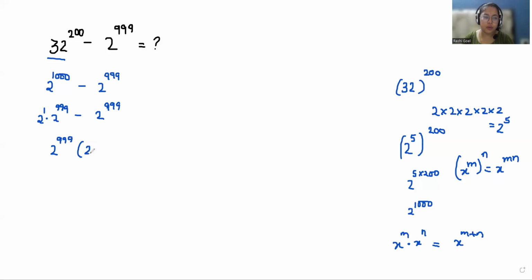So what is left? 2 minus 1. So 2 power 999 times (2 minus 1), and 2 minus 1 is 1. So our value is 2 power 999. So without using a calculator, we are going to solve this type of problem like this.